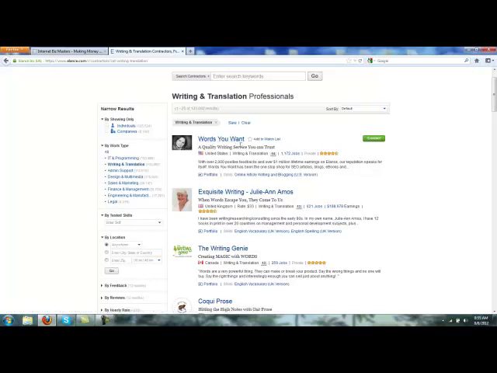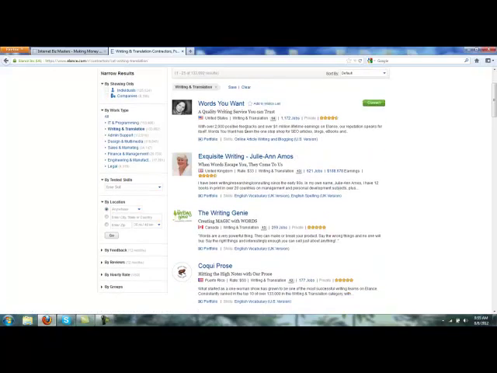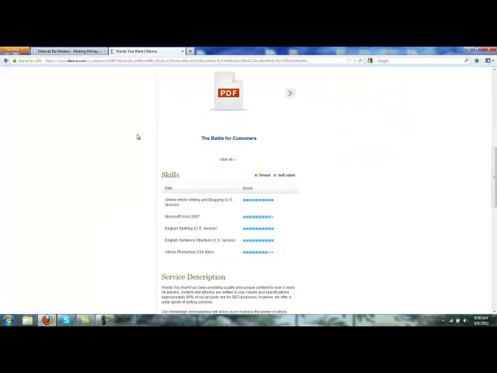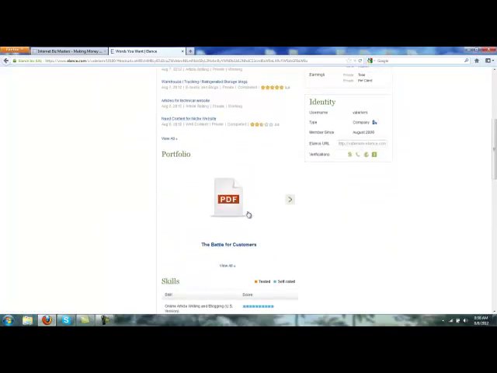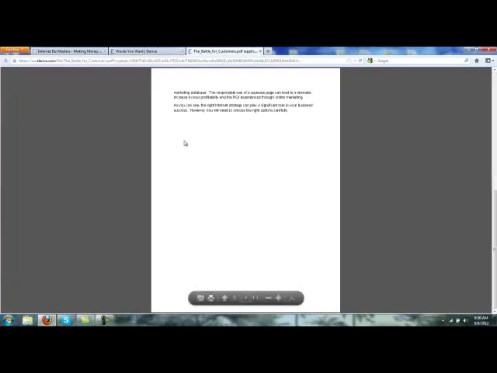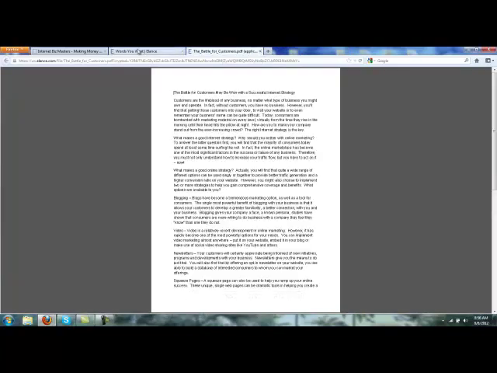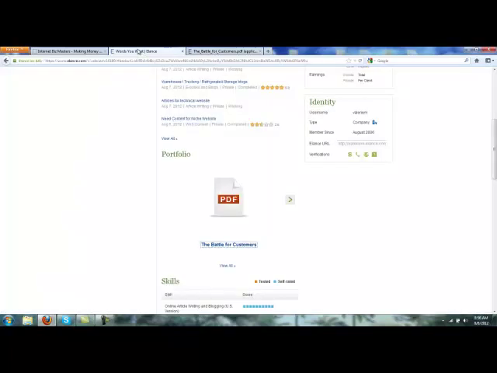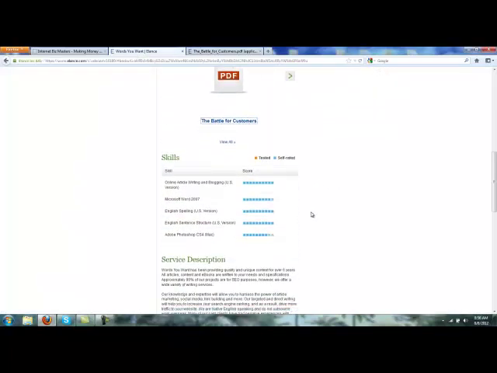So this is a company, I'm sure. They do SEO articles, blogs. We can check it out, see what they've got in here. As you scroll down, they give you a portfolio. This is going to be an example of their writing, probably. Yeah, there's an example of one of their articles. Looks pretty cool. And they've got the skills that they've done.